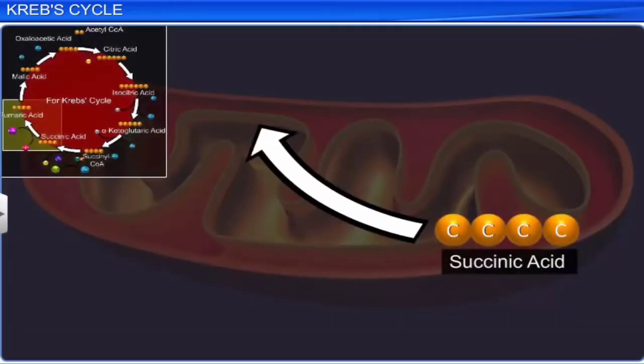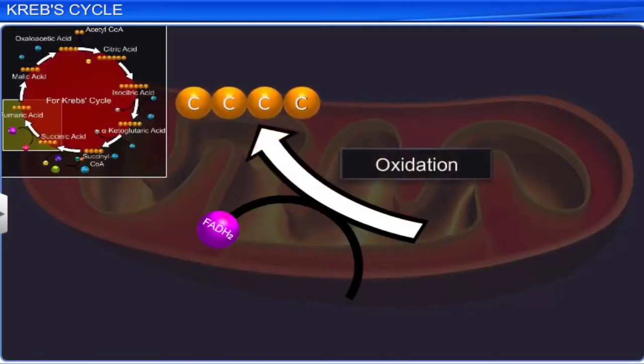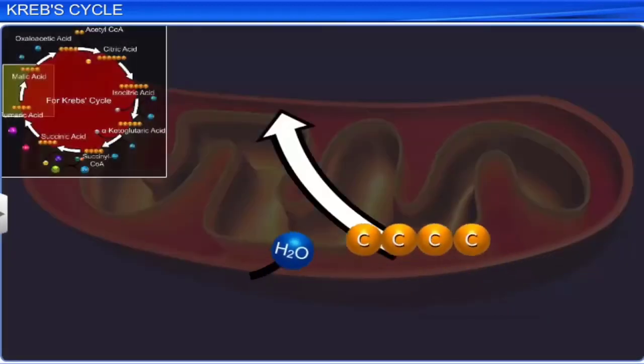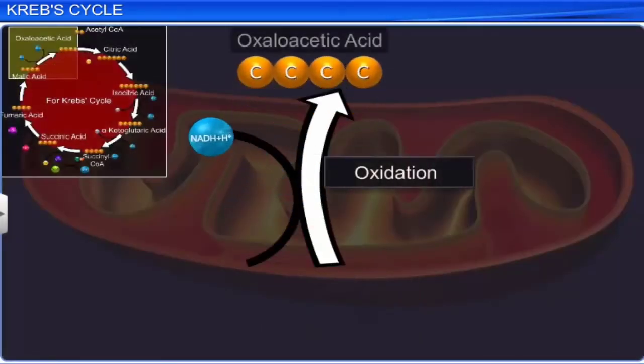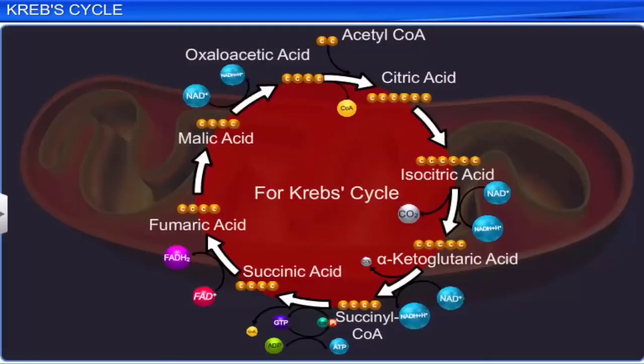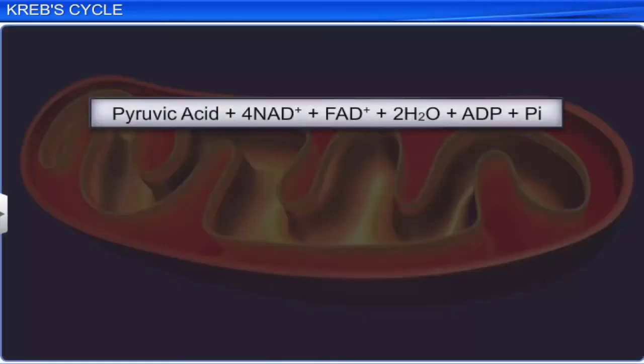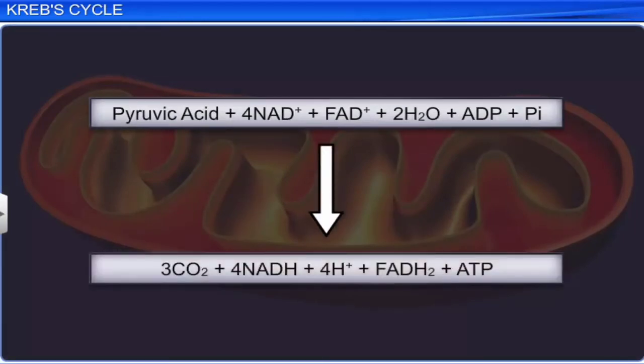The succinic acid formed in the previous reaction is oxidized to fumaric acid with the reduction of FAD+ to FADH2. The fumaric acid is hydrolyzed to malic acid, which is then oxidized to oxaloacetic acid with the reduction of NAD+ to NADH plus H+ ion. For Krebs cycle to run continuously, oxaloacetic acid, NAD+, and FAD+ need to be regenerated. The summary equation of Krebs cycle is as shown here.